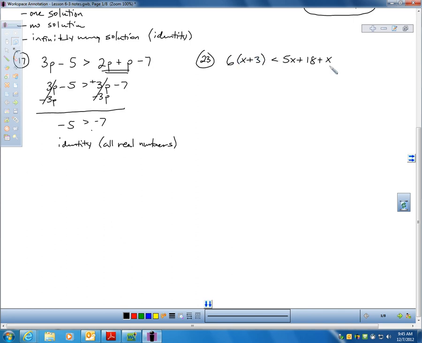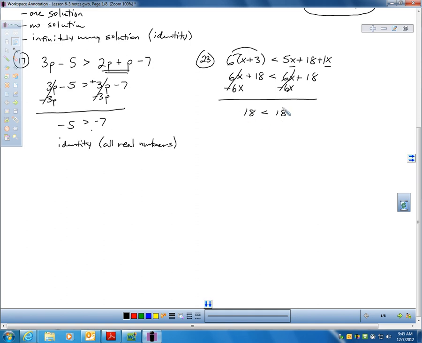So obviously I have simplifying I can do on each side. So let's simplify here. I get 6x plus 18. And let's simplify over here. I have 6x plus 18. And if I take away 6x from each side, I notice my variables completely disappear, and I'm left with 18 less than 18. Is 18 less than 18? And you're probably thinking, no, it's not. It's the same. It's equal.